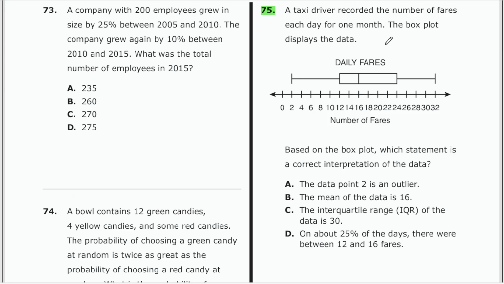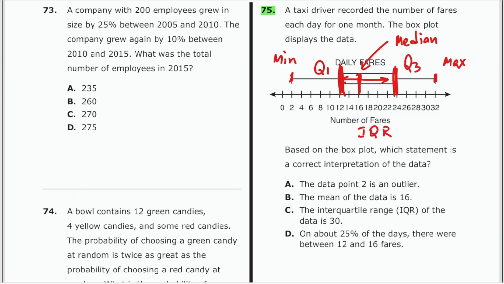Okay, so what do we know about the box plot? We do know that this is the minimum. We know this is the maximum. Now we know this number here, which stands for 16, is not a mean, that's a median, right? Mean is the average, median is the one in the middle. This number here is equal to Q1, quartile 1. This thing here is equal to Q3. Hence the interquartile range is IQR. Okay, so that's the information we know.